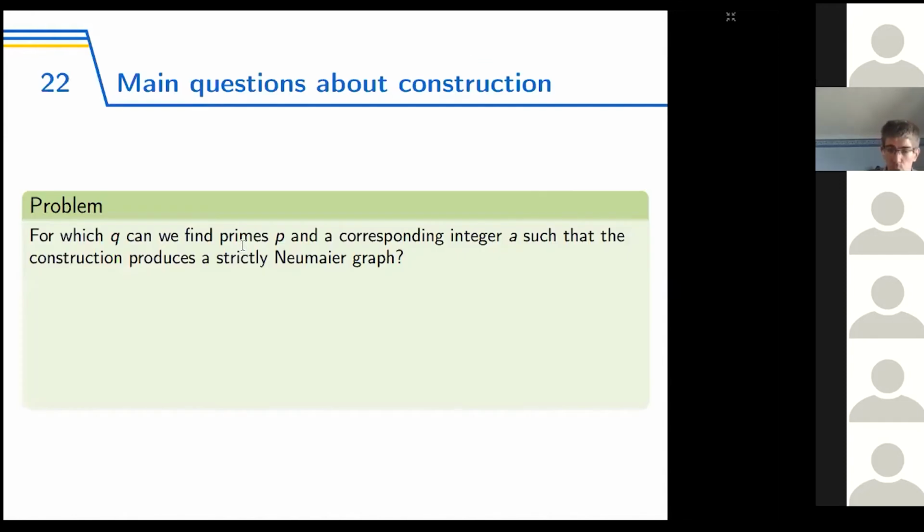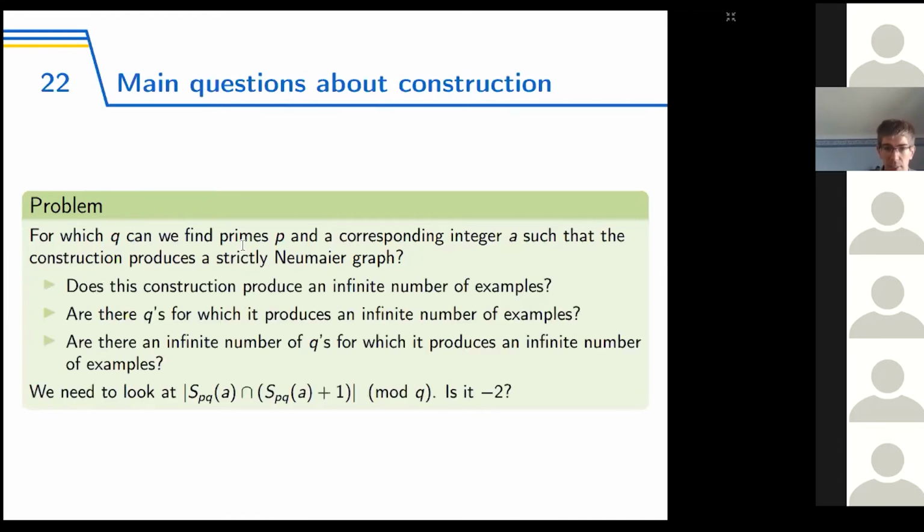So the question that I want to address in this section is the following. For which Qs can we find a corresponding prime and an integer a such that the construction that I just showed indeed produces a strictly Neumaier graph? And the first thing that I was interested in myself, and I hope that it's also something that you think is not trivial, is whether there are indeed an infinite number of examples. So can we find an infinite number of examples through this construction?